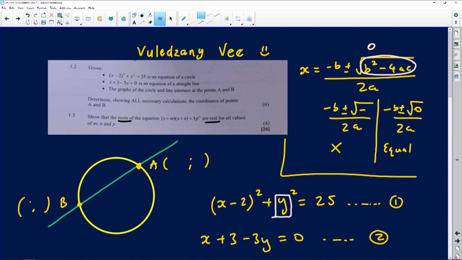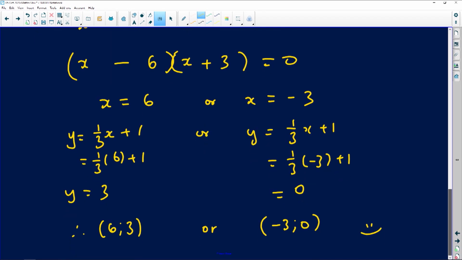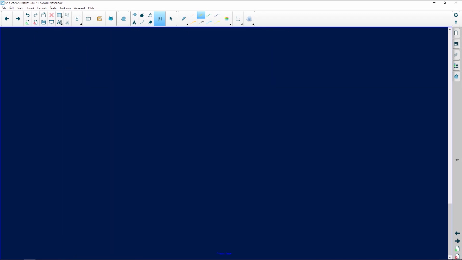So the examiner says we need to show that the roots of this particular quadratic are always going to be real for all real values of n, m, and p. So our job is just to show that b squared minus 4ac will come out positive. That's all that we need to do. Okay? Let's do exactly that.